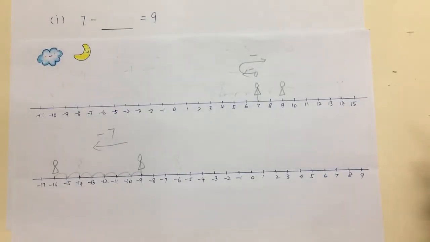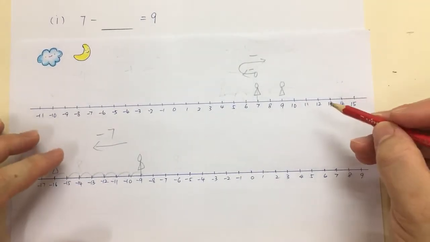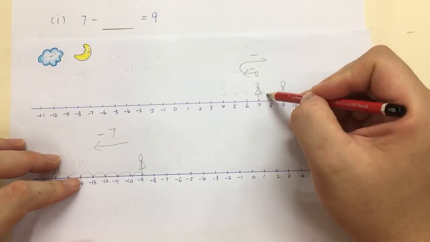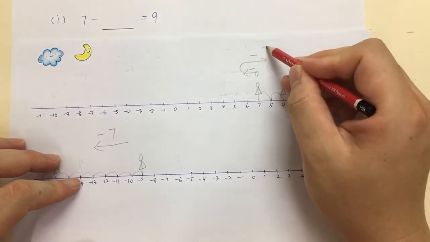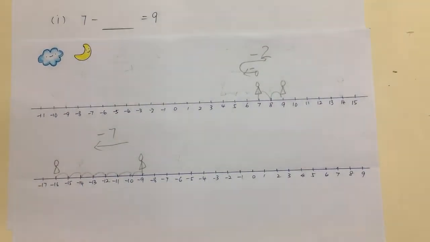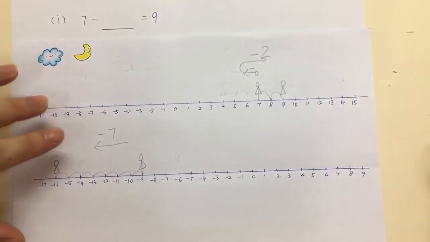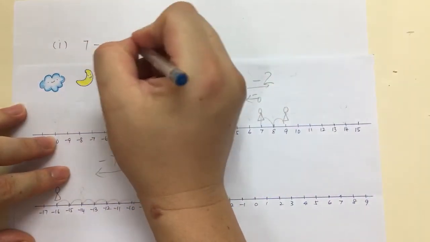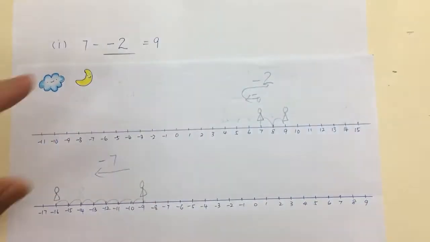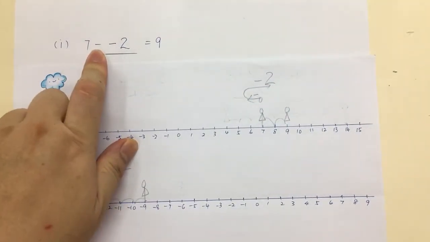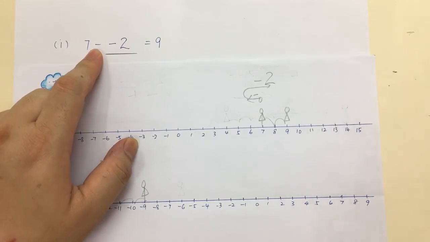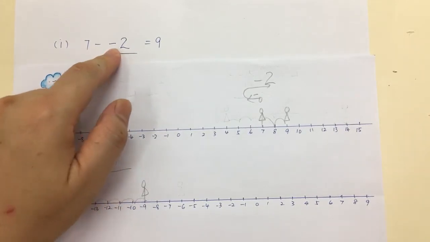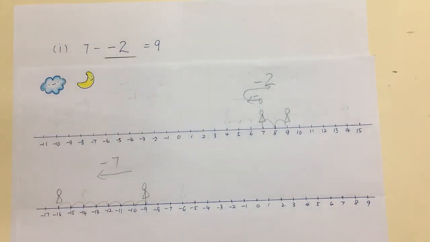Okay, so another negative, but how many steps do I need to go? I need to go 1, 2. So I need to go negative 2. So the answer for this one, I think you'll get, is 7 minus 2. This minus is for going the left direction, and this negative is for turning back to the other direction.